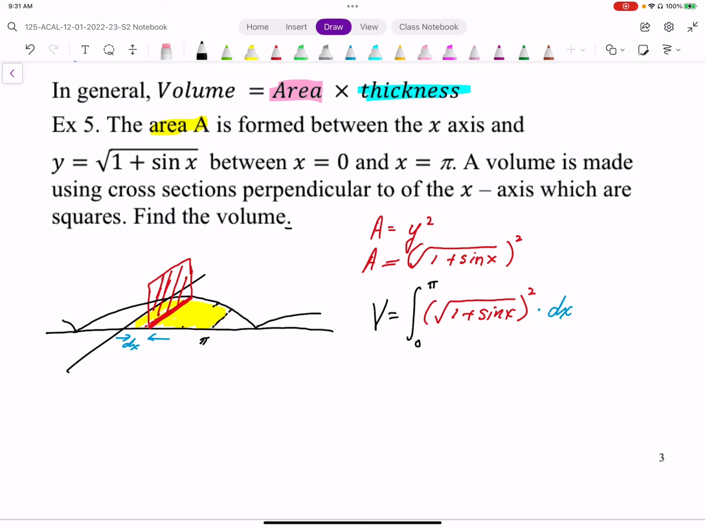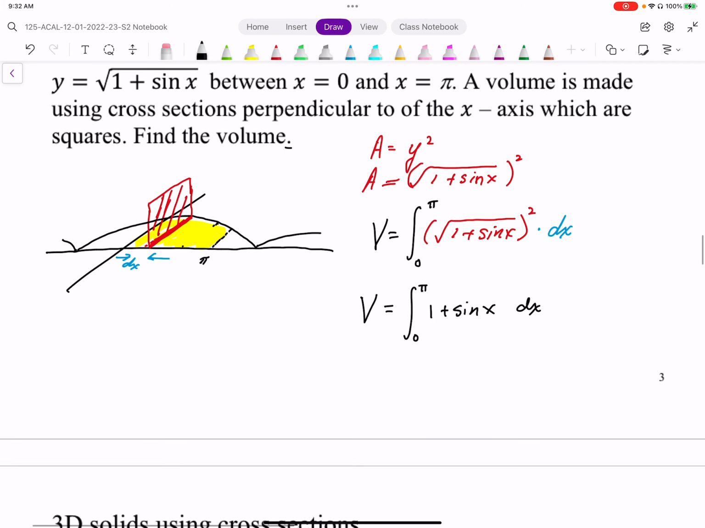So once I've done that, I need to just anti-differentiate and find the displacement on the antiderivative. I'm going to rewrite this as the integral from 0 to pi of 1 plus sine x dx. Undoing this, we're going to end up with x. The antiderivative of sine is negative cos. So we get x minus cos x, and that's going to be from 0 to pi.